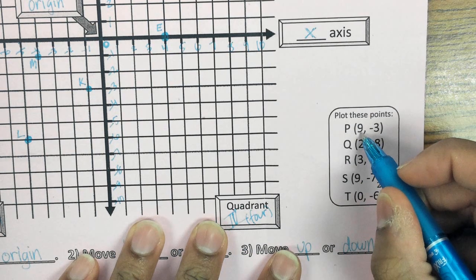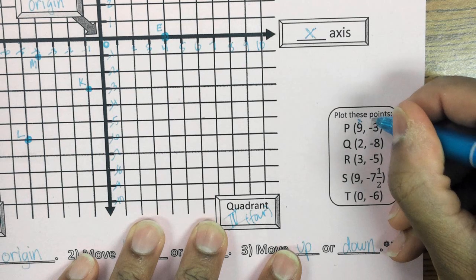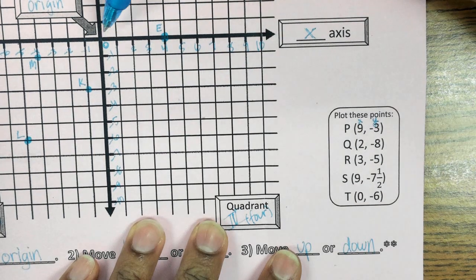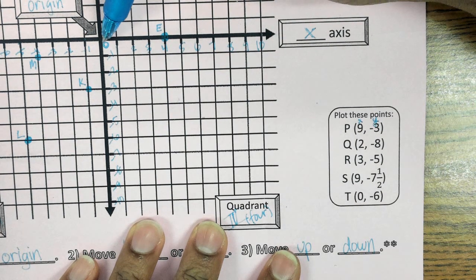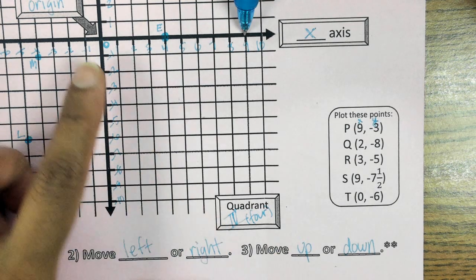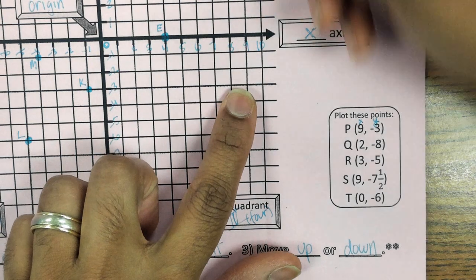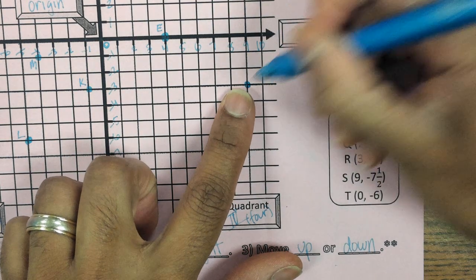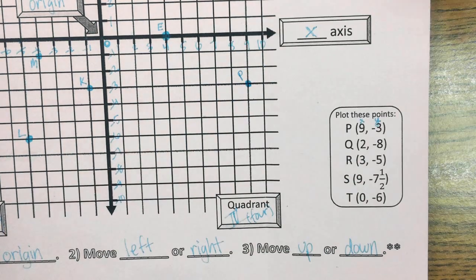Point P is at 9, -3. So x is 9, y is -3. So we start at the origin. We move on our x-axis to 9. So we move to 9. Then we move to -3. We'll move down 1, 2, 3 spaces. That's point P.